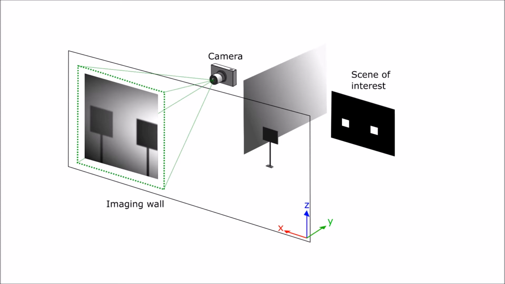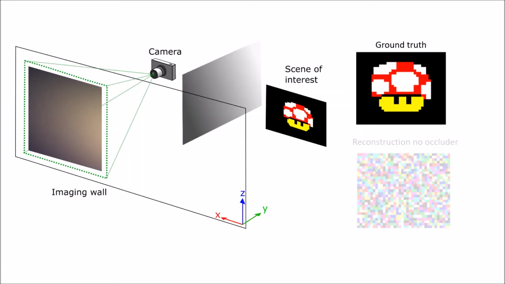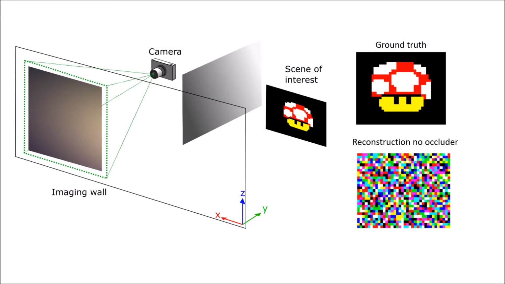For a more interesting scene, the camera capture becomes a mixture of the diffuse light radiating from the hidden scene, punctuated by shadows and penumbra cast by the occluding object. This phenomenon improves the conditioning of the inverse problem of reconstructing the unknown hidden scene from a single camera snapshot. Without an occluder, this problem is extremely poorly conditioned.